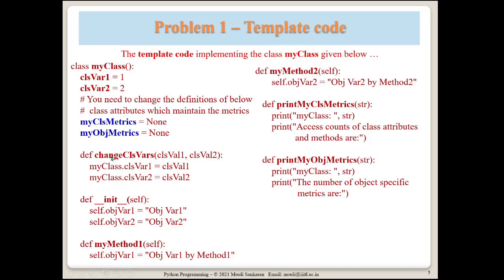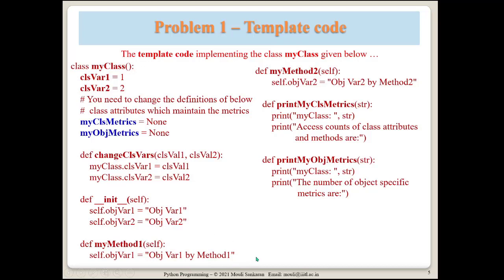So what I want is, whenever this change class variable is called, I want you to maintain a matrix here that class variable 1 is accessed once, and class variable 2 is also accessed once. That matrix should be updated. And then there is an init function which is going to create these two object variables and give some values to them. So I want you to maintain the number of objects created.